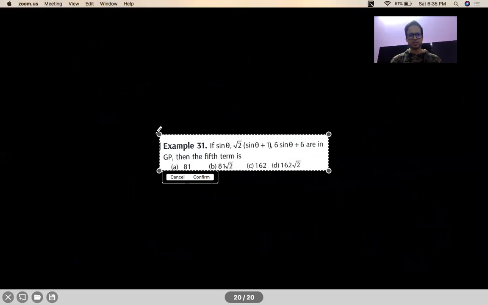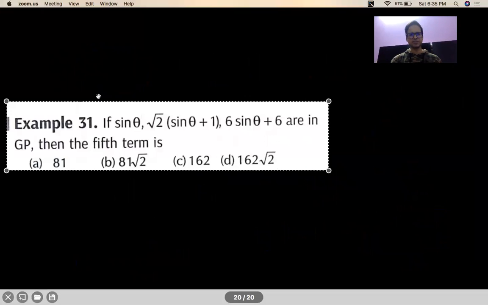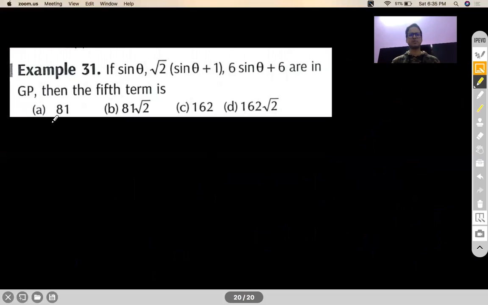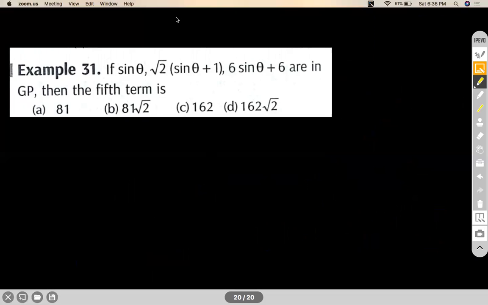A very simple question we'll start with. If sine theta, root 2 sine theta plus 1, and 6 sine theta plus 6 are in GP, then find the fifth term. The poll is on. Let's have around 1.5 minutes, not more than that.